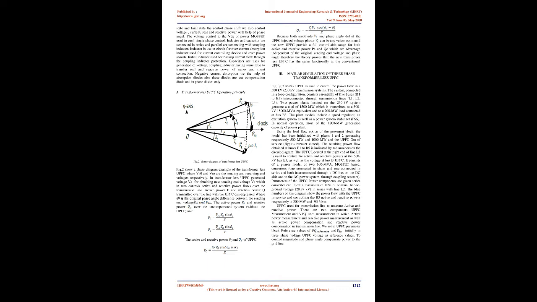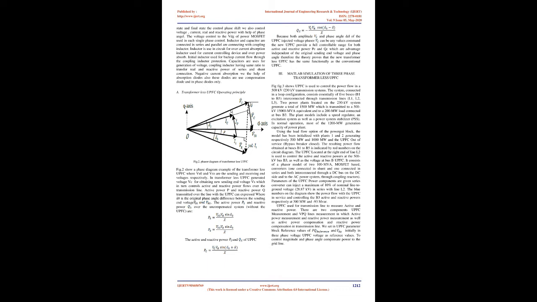Transformer-less UPFC operating principle. Fig. 2, phasor diagram of the transformer-less UPFC. Fig. 2 shows a phasor diagram example of the transformer-less UPFC, where Vs0 and Vr0 are the sending and receiving end voltages respectively. In the transformer-less UPFC, the voltage Vc is generated to obtain the new sending end voltage Vs, which in turn controls the active and reactive power flows over the transmission line.